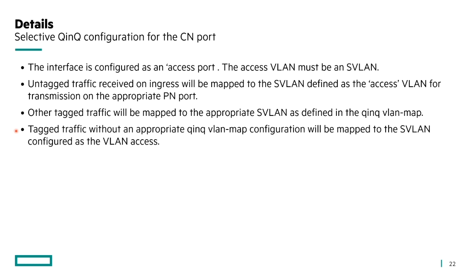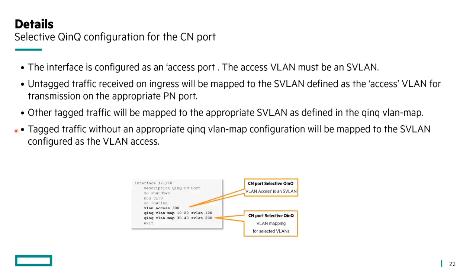And without a QinQ mapping on that particular CN port, that tagged traffic from the customer will be mapped to the SVLAN, which is the SVLAN configured as the access VLAN. And for reference, we have that sample CN port configuration example here.